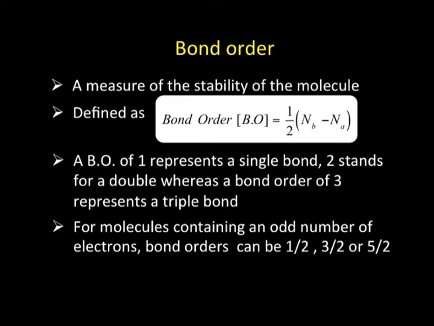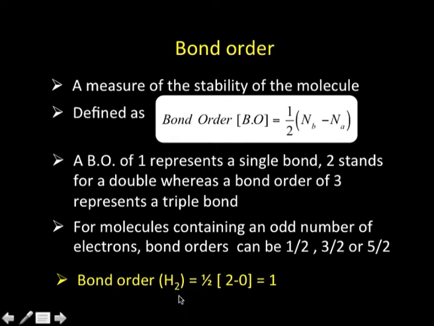And if the molecule contains an odd number of electrons, we will find that the bond orders could come out to be 1/2, 3/2 or 5/2 and so forth. Now, for the bond order of the hydrogen molecule we just talked about, both electrons are in the bonding molecular orbital and there is nothing in the anti-bonding. So, it is 1/2 times (2 minus 0), which comes out to be 1. That means the bond order of the hydrogen molecule is 1, that is, the two atoms in the hydrogen molecule are bonded by a single bond. We will talk more about it as we move further.